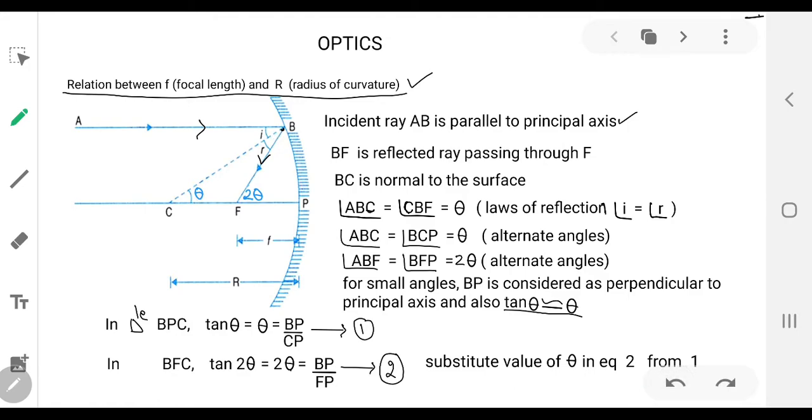Now again, remember the laws of reflection. In that, the first law is angle of incidence is equal to angle of reflection, I is equal to R. So from that, we can write angle ABC and angle CBF are both equal. I is equal to R. So instead of writing I is equal to R, for both the angles we use a common notation, theta. Angle I is equal to R, which both are equal to theta.